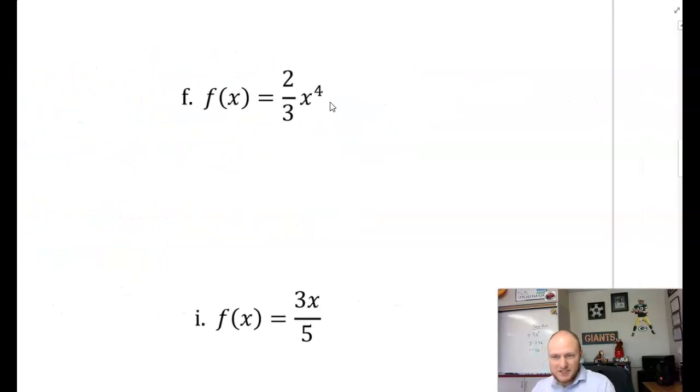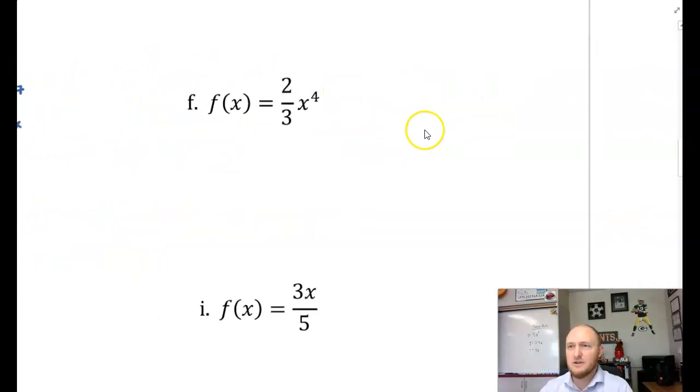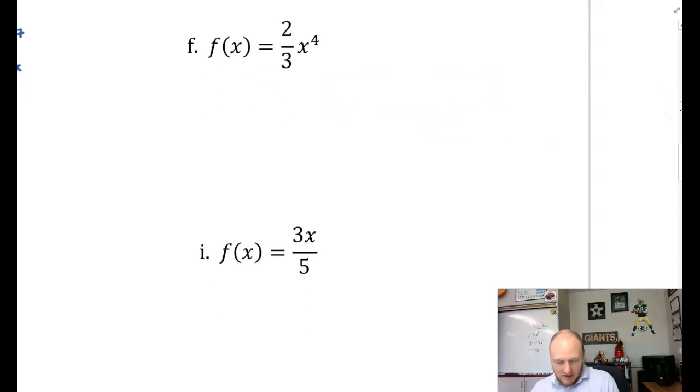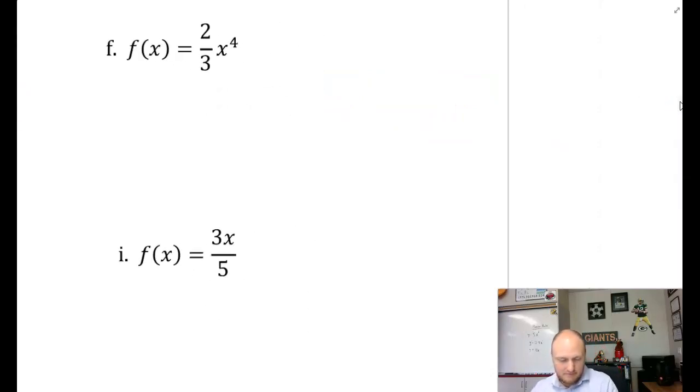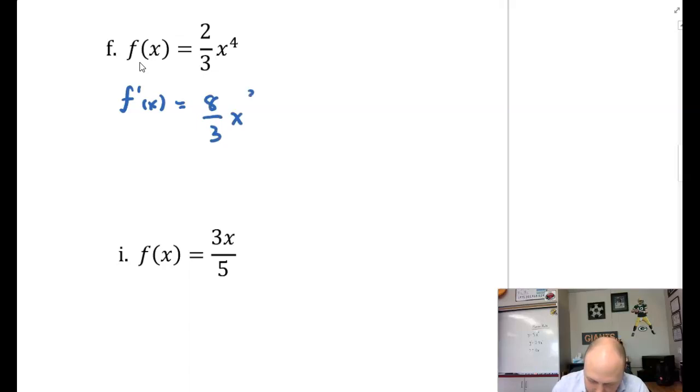All right, fractions. You guys ready for fractions? F, you looked at this problem and you're like, F! This is F, and the function's called f. F of x is equal to 2/3 x to the power of 4. So f prime of x, I'm going to multiply by the power. So 2/3 times 4 gives us 8/3 x to the power of 3. Nothing complicated there.